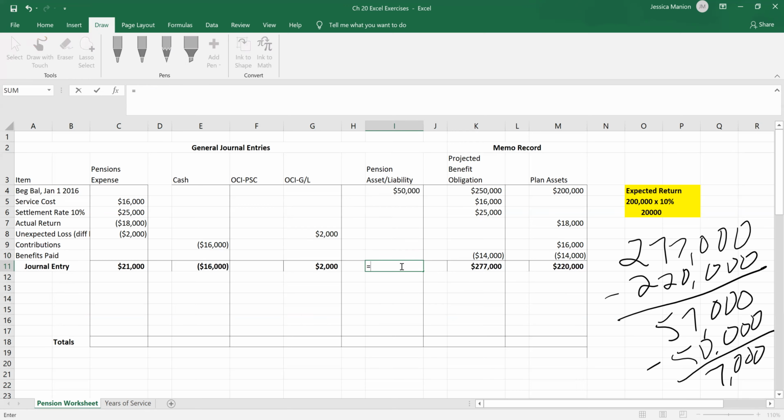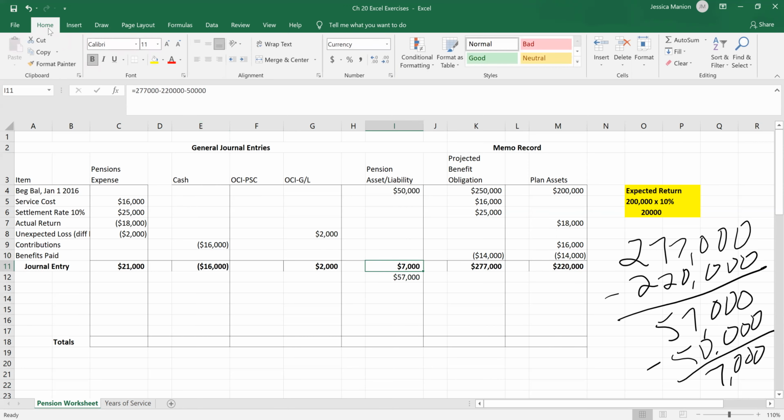So equals 277,000, minus 220,000, minus 50,000 that we already have in there. There's our journal entry. And so that makes this equals the 50,000 we had in there, plus we're going to credit it for an additional 7. That takes it to the 57. I should have added another line between there, but either way, this is our journal entry.